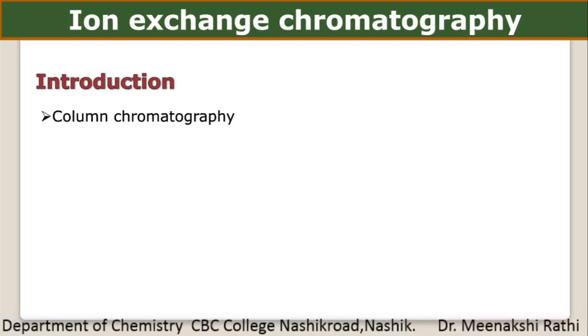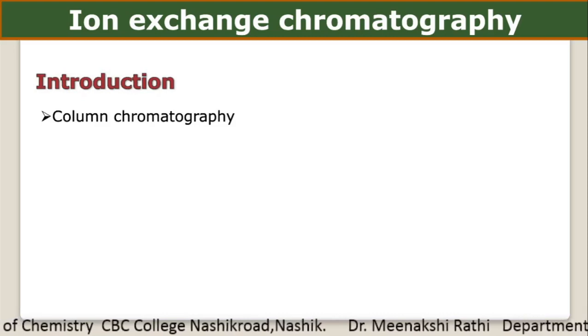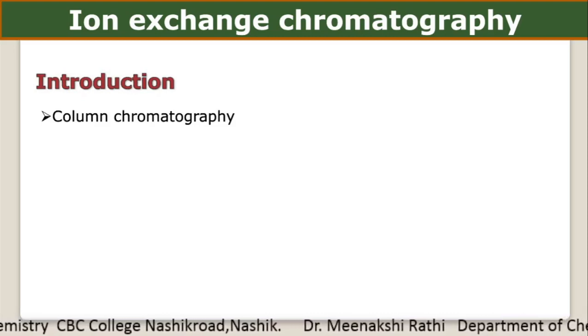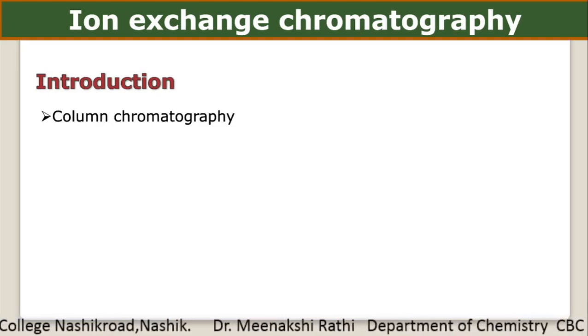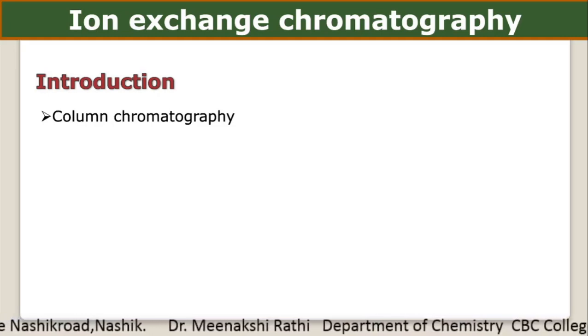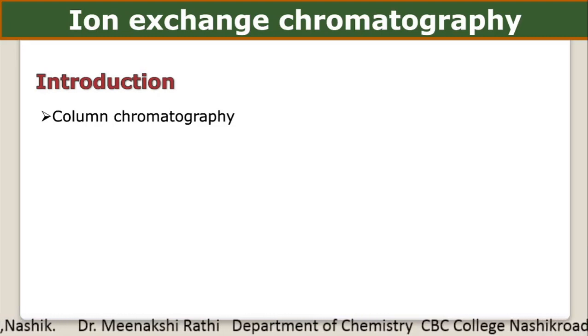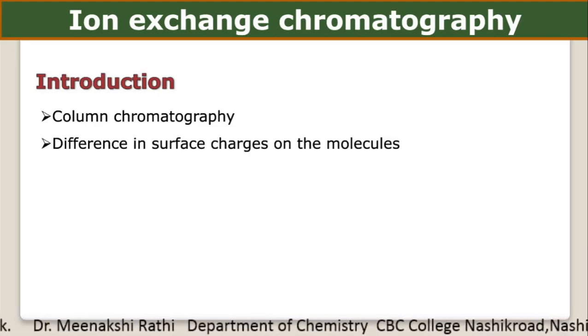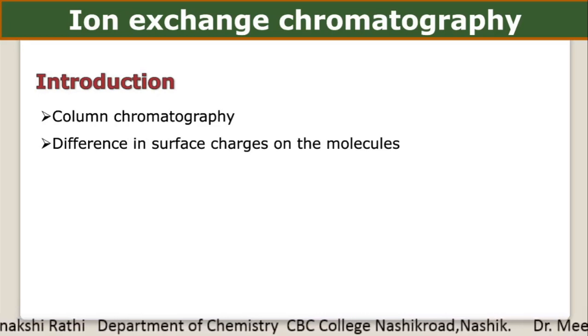Ion exchange chromatography is an example of column chromatography, because in this technique also a column is prepared, and hence it is an example of column chromatography, which is based on the difference in surface charges on the molecule.